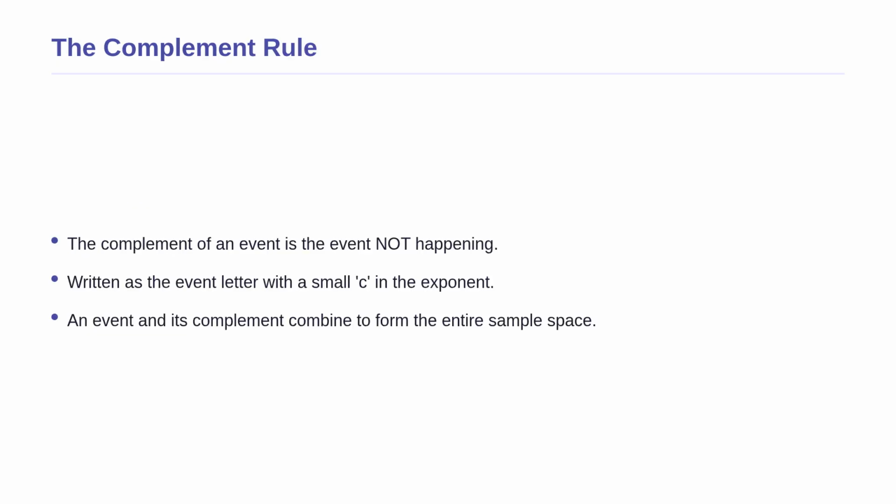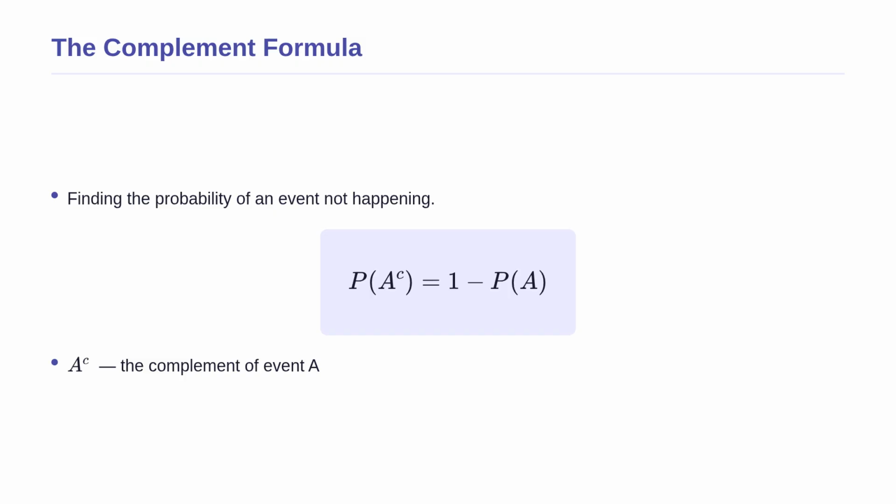Now that we have proven our first property, let us look at one of the most powerful and frequently used tools in statistics, called the complement rule. The complement of an event is simply the event not happening. For example, if our event is that it rains today, the complement is that it does not rain today. We write the complement with a small letter c in the exponent. Together, an event and its complement make up absolutely every possible outcome, meaning they combine perfectly to form the entire sample space. Here is the mathematical formula for the complement rule.